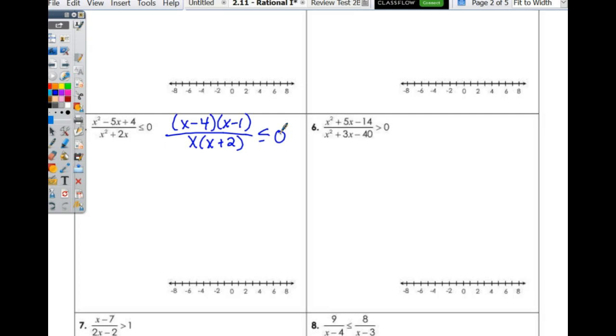So the first thing I want is the zeros or the roots. So the zeros come from where? Top. So x equals 4 and 1. And these are going to get closed circles because of the line. And am I looking for positive or negative answers this time? Negative. So on the bottom is the vertical asymptotes. So what are the vertical asymptotes this time?